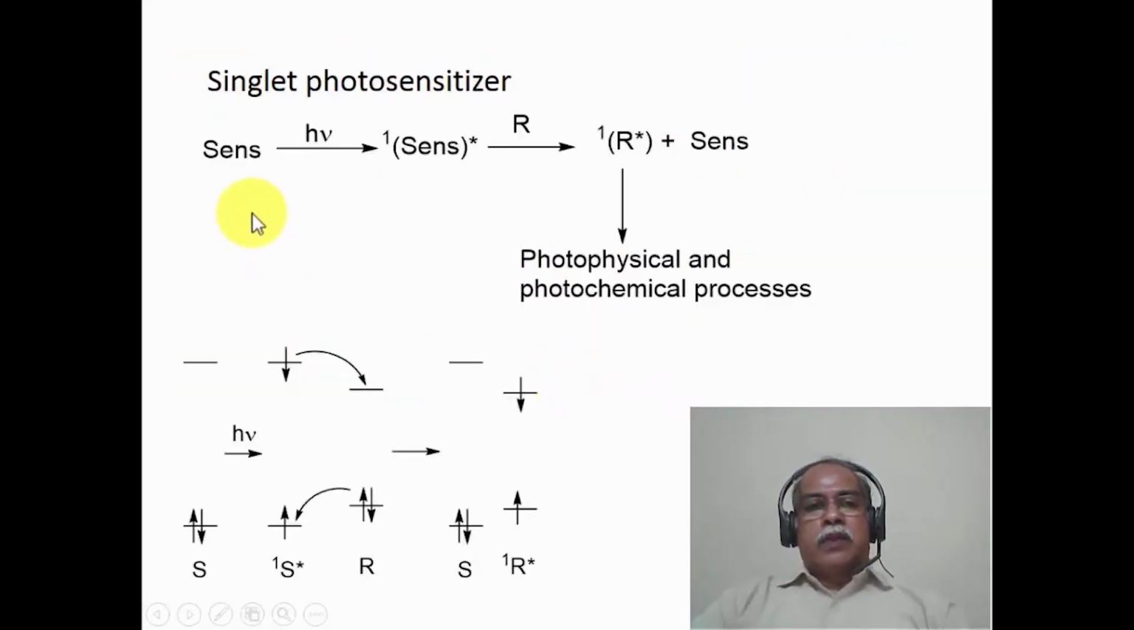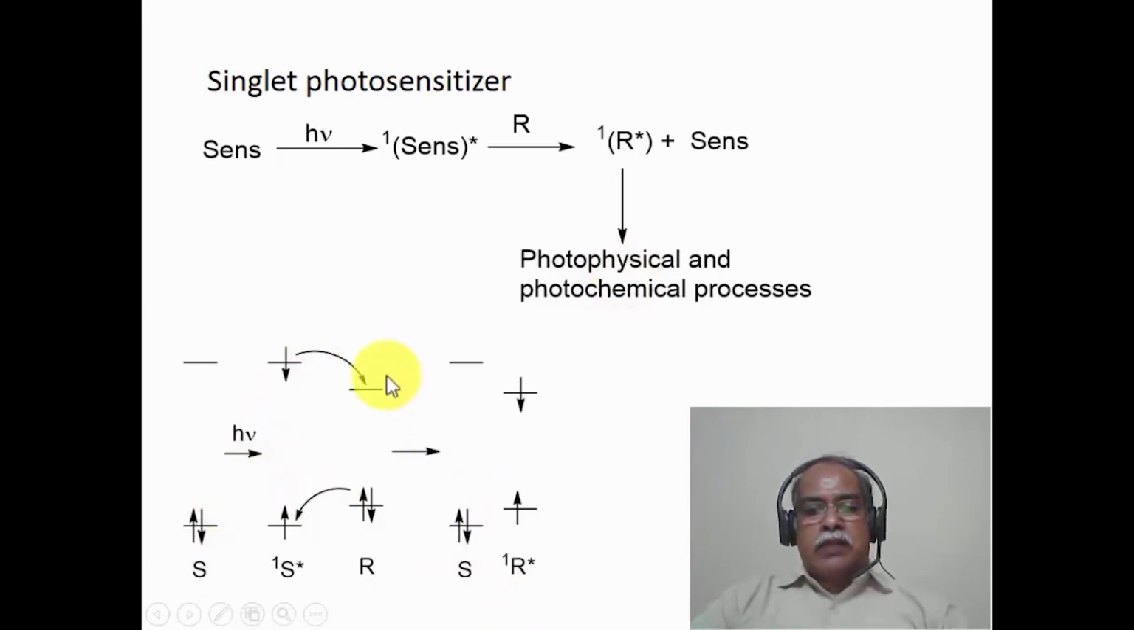How does the sensitizer work? The sensitizer absorbs the energy and goes to the first excited singlet state, which is the excited state of the sensitizer. From the excited state of the sensitizer, it interacts with the reactant molecule and transfers the energy, and in the process the excited state reactant molecule is formed and the sensitizer is regenerated. Once the reactive excited state of the reactant is formed, it can undergo photochemical as well as photophysical processes, as described in the earlier slides.